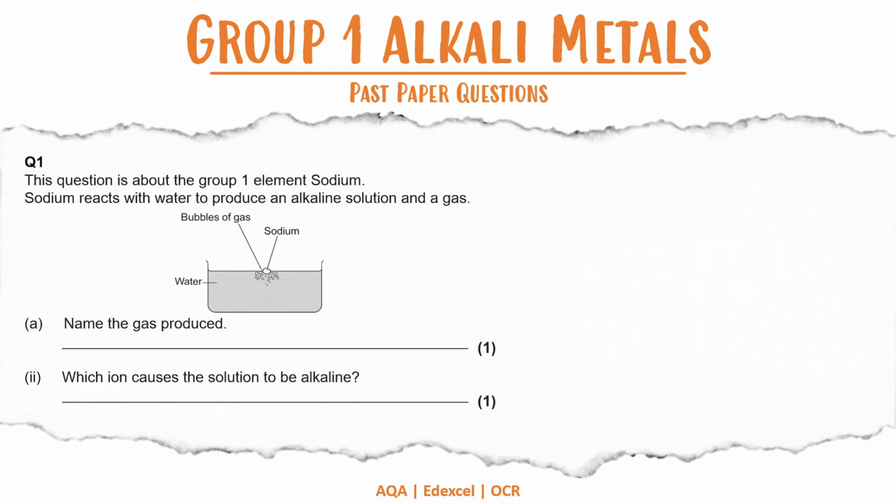Let's see how we've done. Here's the answer to the question. The gas produced in this reaction is hydrogen gas, which we know because of that bubbling. And lastly, the ion is going to be a hydroxide ion. And this signifies an alkaline substance.